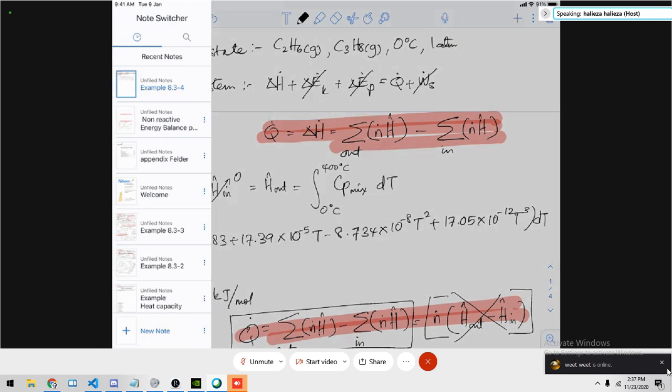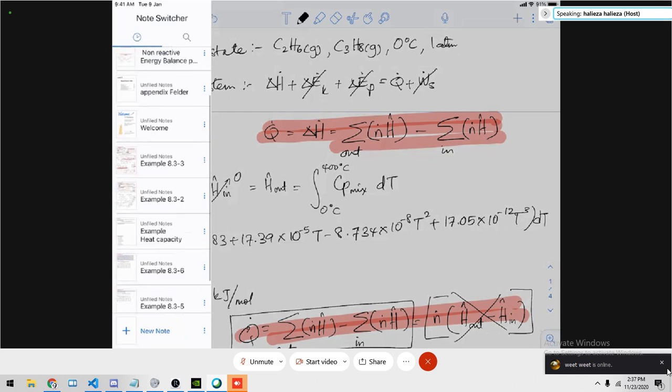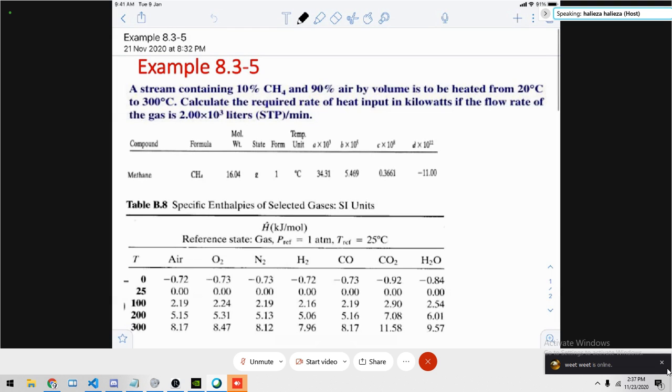We just did the previous example. How about looking at 835? Okay. Let's read through the question. You have a stream. Again, you have a mixture: 10% methane, 90% A by volume. If you change that to molar percentage, is it going to be the same? This is percent volume. Are you going to get the same percent mol?